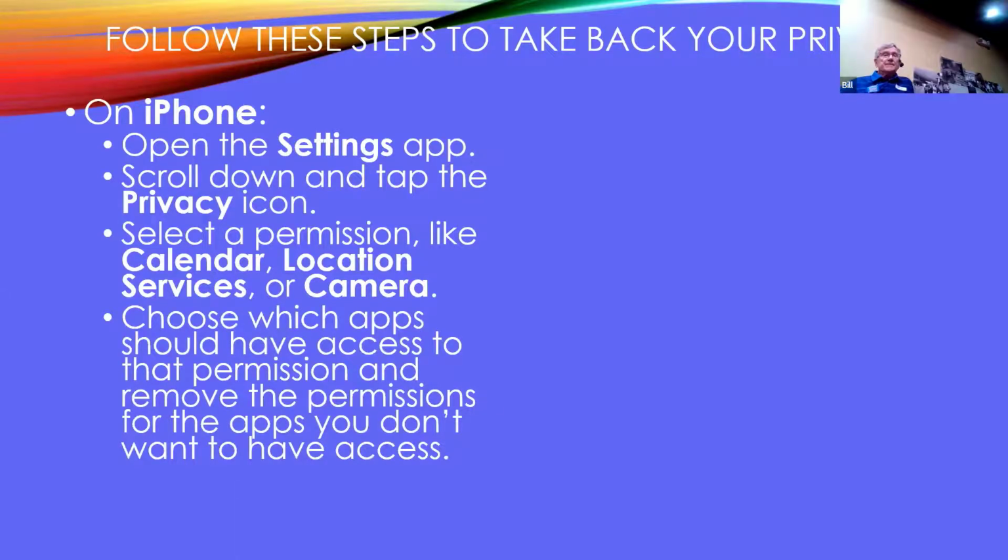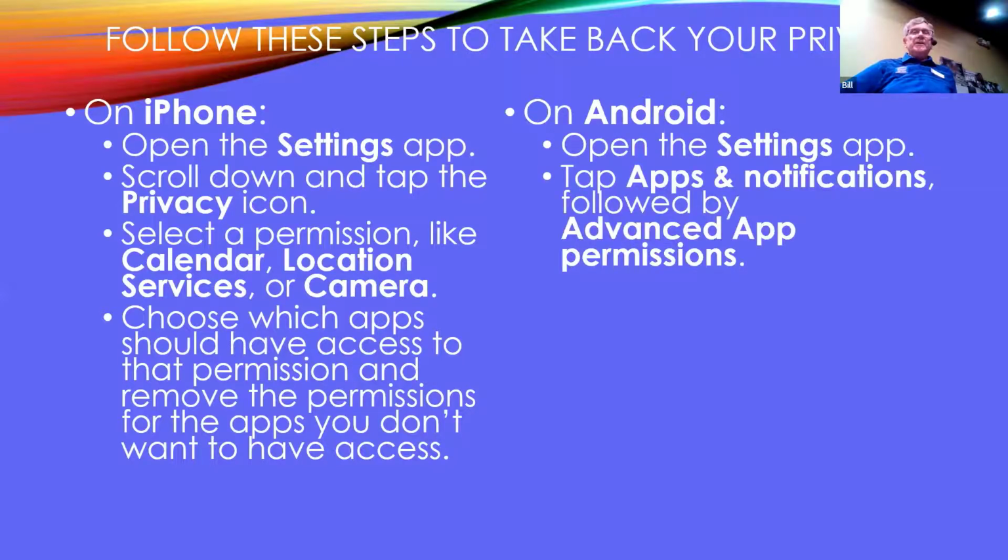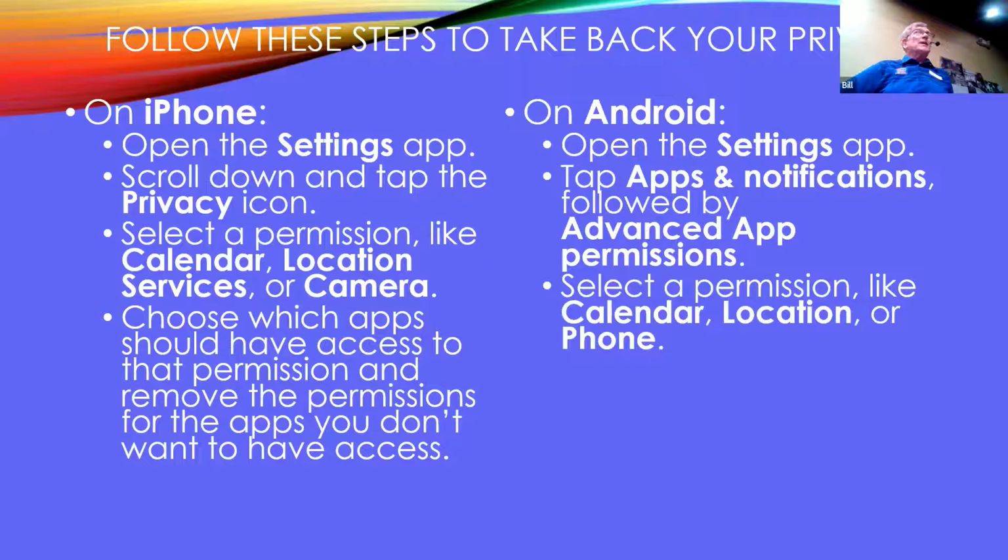Okay. So if you just go to Settings on your iPhone and then Privacy, you'll see the different things you can control. You can control who knows where you are, what applications know where you are, what applications have access to your calendar, et cetera. On the Android, you go to Settings, tap Apps and notifications, followed by Advanced app permission. And it's the same kind of thing where you select who you're not going to give permission to.